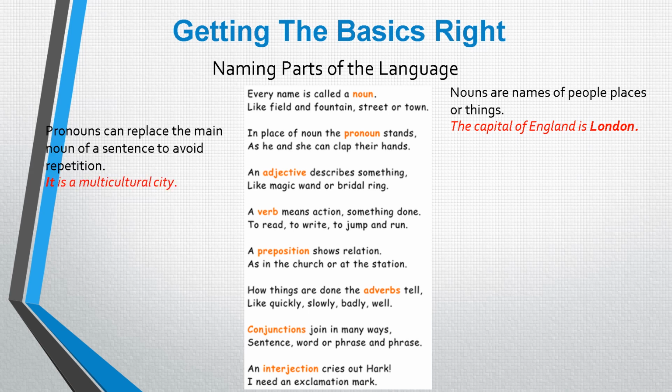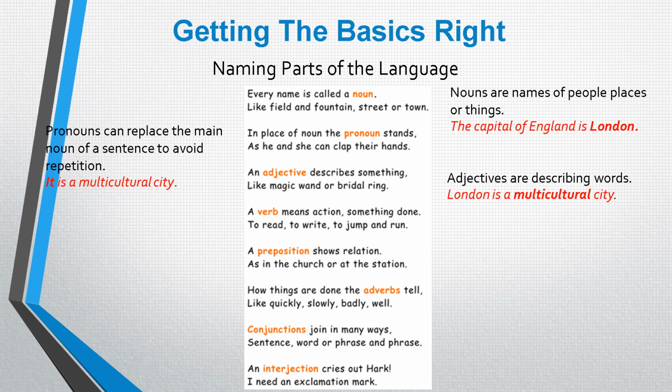Pronouns can replace the main noun of a sentence to avoid repetition. So the capital of England is London. It is a multicultural city. It stops us having to repeat the noun again and again. Adjectives are describing words. So London is a multicultural city.